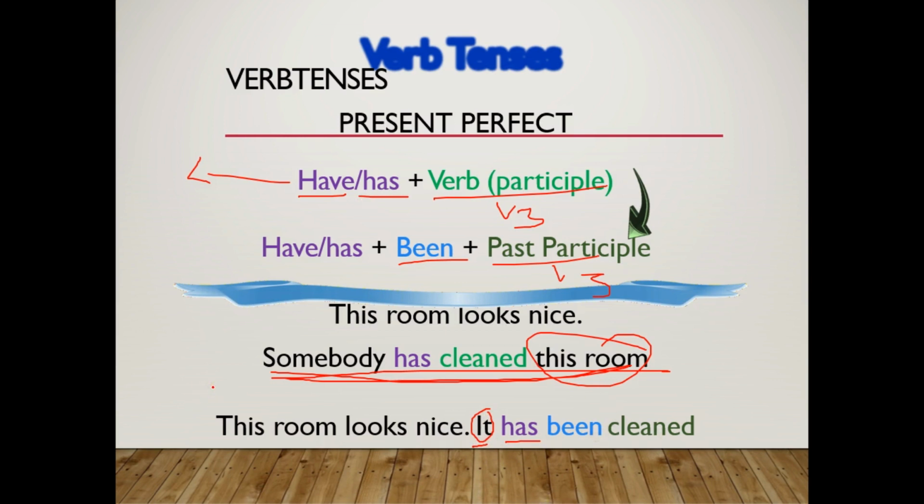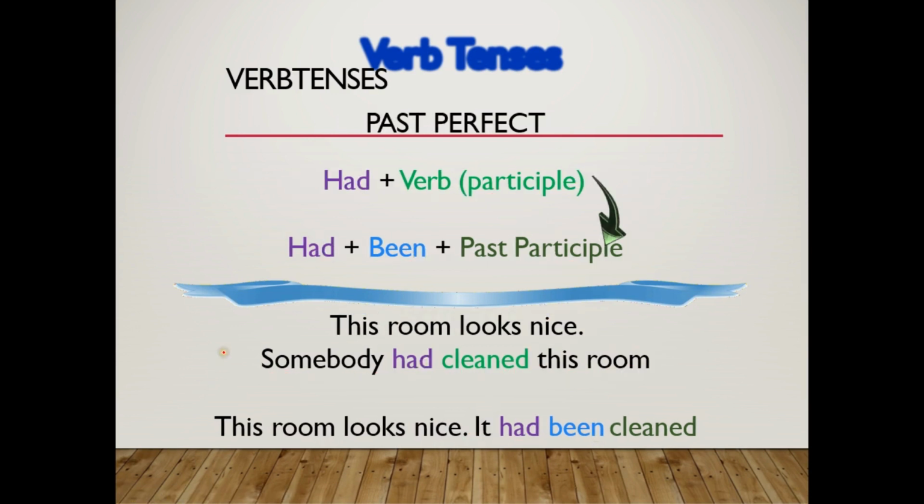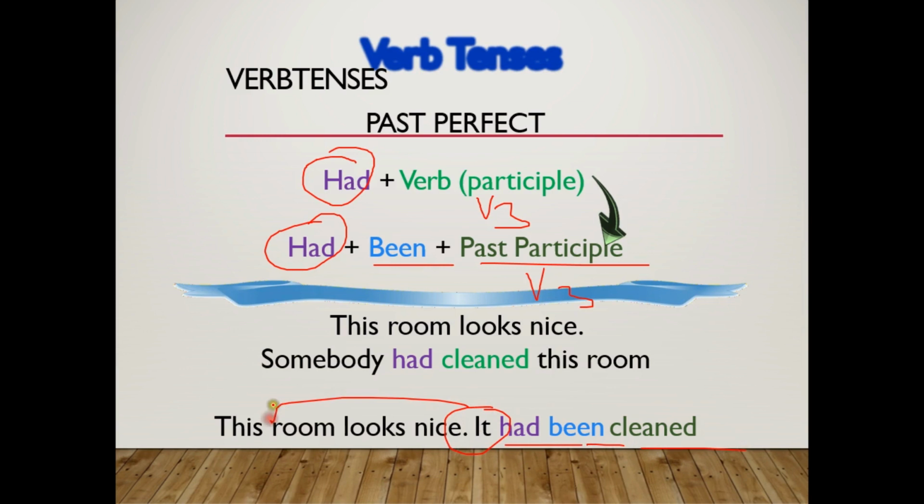This is for present perfect. Any question, guys? No? Okay, let's move on. Next, past perfect. Because you know that present perfect uses have, has plus verb 3, just make have, has into the past, that is had plus verb 3. This is the same thing. If this is had, it is always followed by been, then verb 3. Somebody had cleaned this room. This room looks nice and it had been cleaned. Remember, it had been cleaned. This replaces the room. Any question, guys?